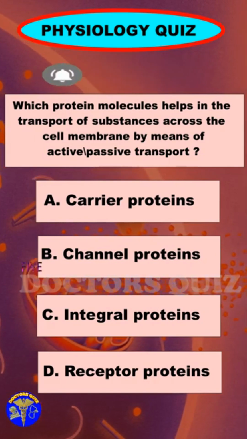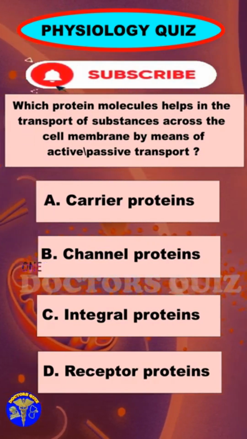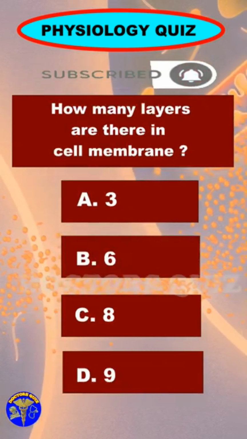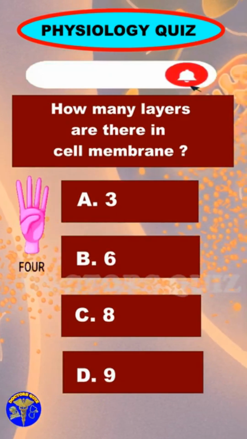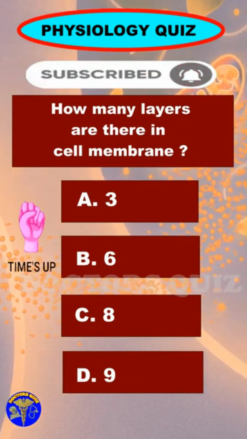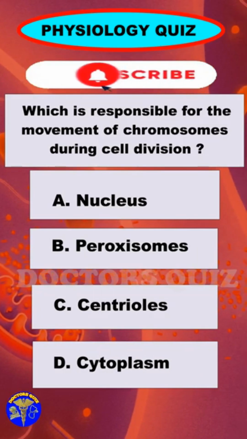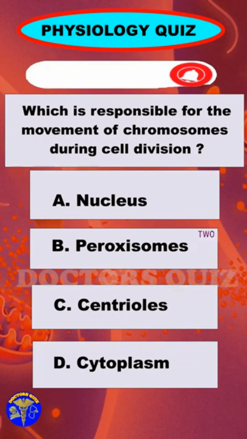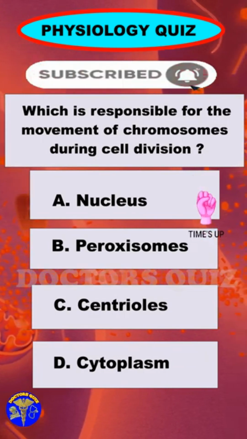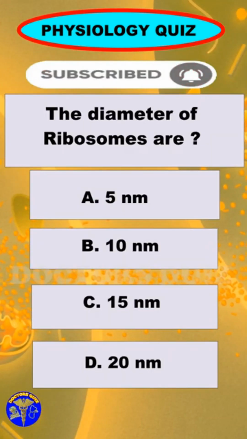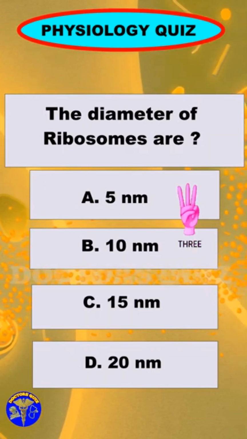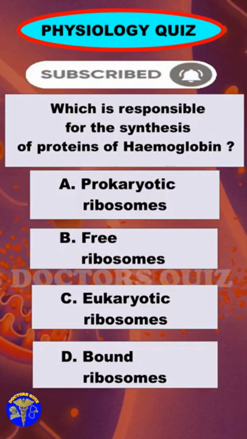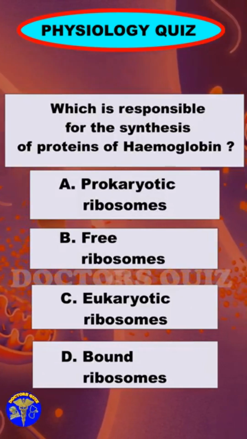Which protein molecules help in the transport of substances across the cell membrane by means of active or passive transport? Carrier proteins. How many layers are there in cell membrane? 3. Which is responsible for the movement of chromosomes during cell division? Centrioles. The diameter of ribosomes is 50 nanometer.